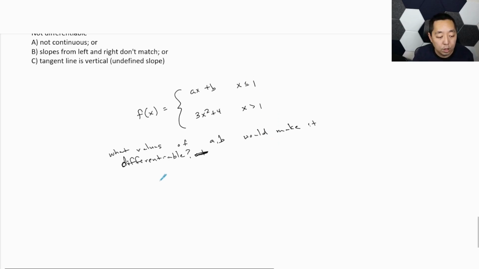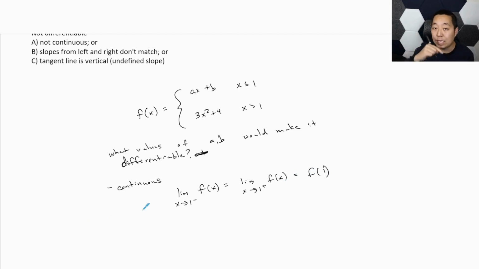So I would want it to be continuous first. We want to check continuity, because in order to be differentiable, it has to be continuous. If it's not continuous, it's not differentiable. So I want the limit as x approaches 1 from the left of f of x to equal the limit as x approaches 1 from the right of f of x, which should equal f of 1. We need all three of those to be equal for it to be continuous, so the limit matches the value of the function.